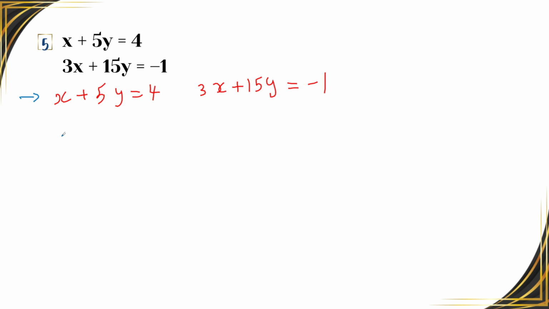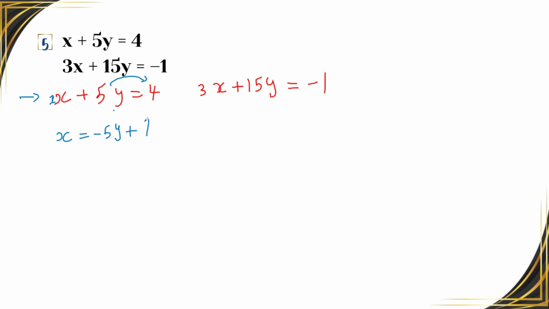Because the coefficient of x is 1, it will be easy when we isolate it. When we use y, you need to cancel 5 and take more time or more steps. Okay, let's now start to isolate x. We need to move this 5y to the other side. Then x equals negative 5y, and this 4 is positive.